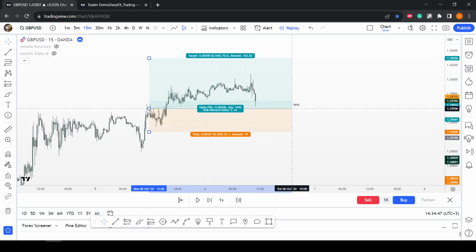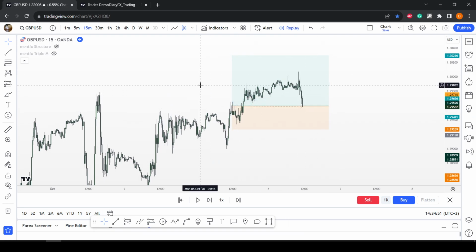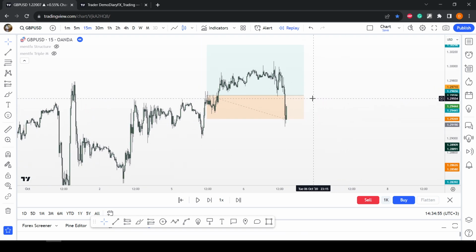Yeah, that doesn't want to go here. So it could be a fractal reaccumulation. Yeah, but it just goes down. Unfortunately.